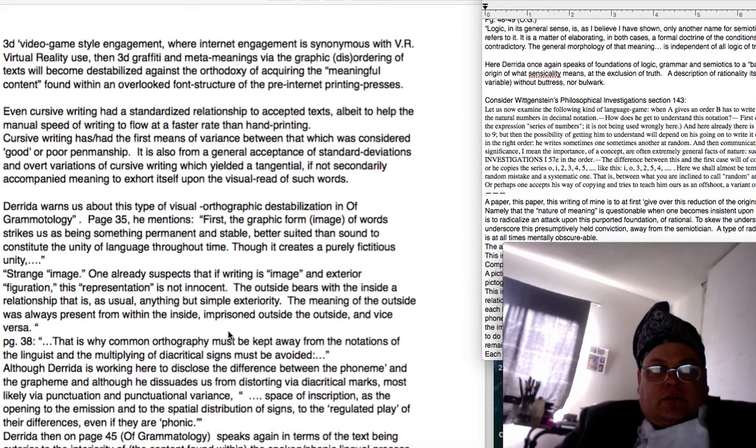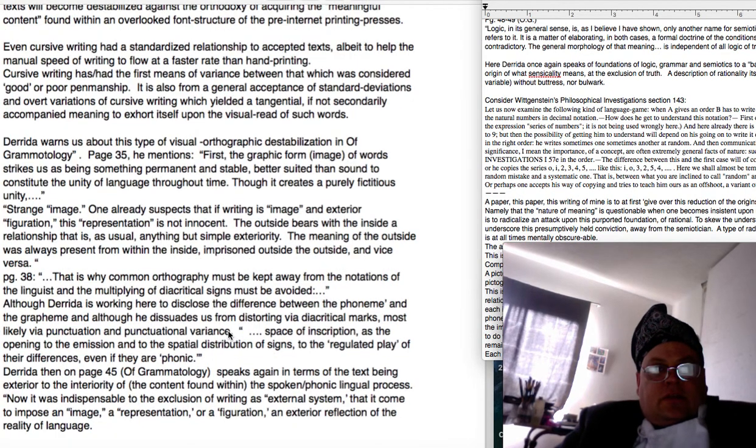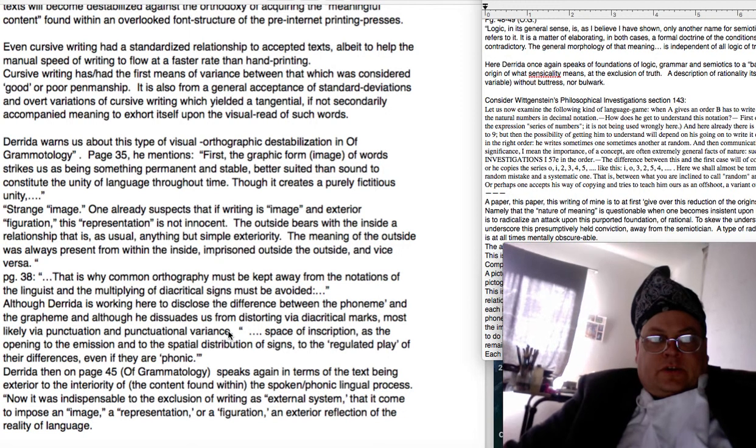Even cursive writing had a standardized relationship to accepted texts, albeit to help the manual speed of writing to flow at a faster rate than hand printing. Cursive writing has had the first means of variance between that which was considered good and poor penmanship. It is also from a general acceptance of standard deviations and overt variations of cursive writing which yielded a tangential, if not secondarily accompanying, meaning to exert itself upon the visual read of such words.